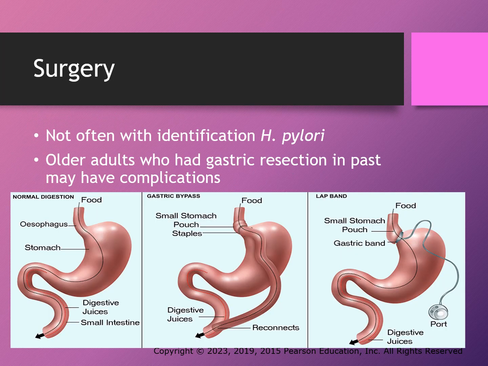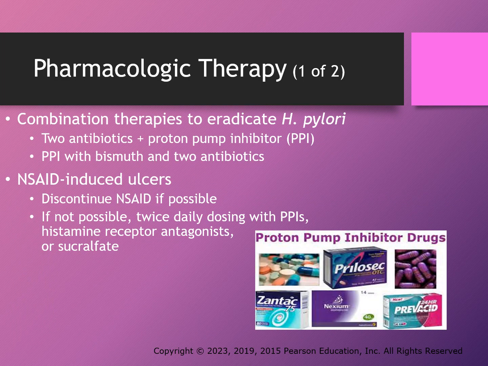Surgery: the identification of H. pylori infection as the primary cause of PUD and the availability of drugs to effectively treat and heal peptic ulcers have dramatically decreased surgery as a treatment option. Older patients, however, may have undergone gastric resection and may have long-term complications related to surgery. And I got you some pictures here of the different things that they can do for the gastric resections. I just wanted you to see those pictures.